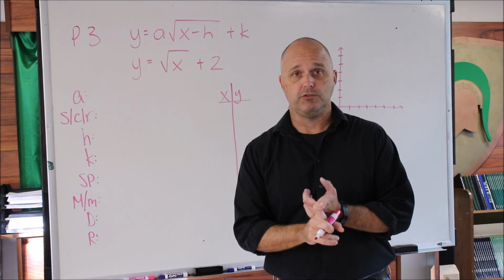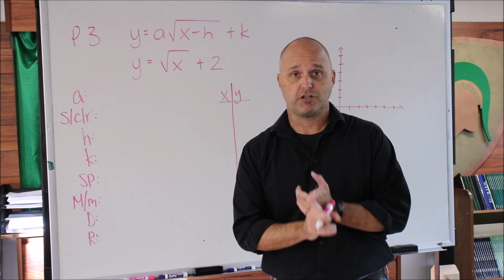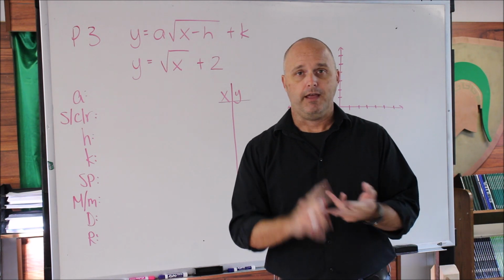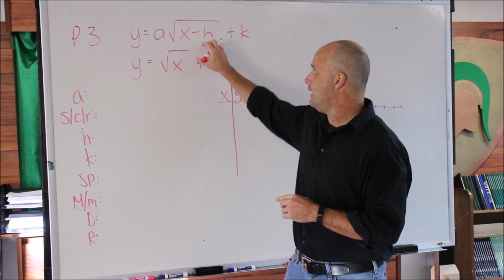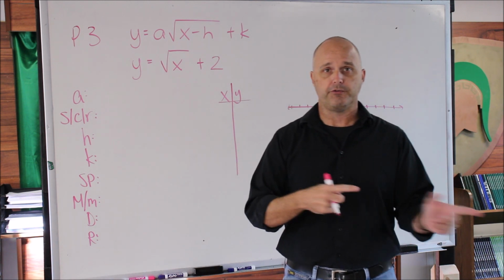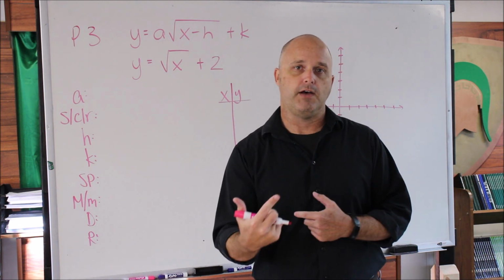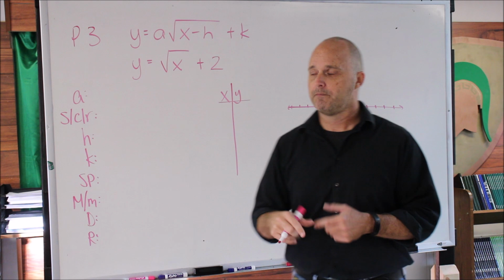A is still going to tell you what your stretch, compress, or reflect is. H, the opposite of whatever this value is, is going to tell you what your horizontal movement is. And the k value is going to tell you what your vertical movement is.